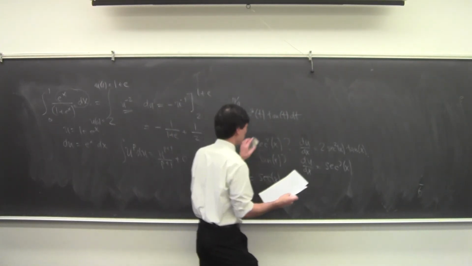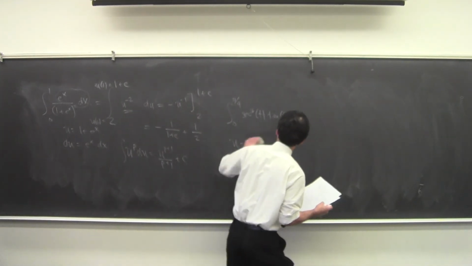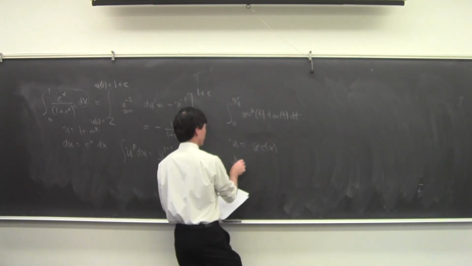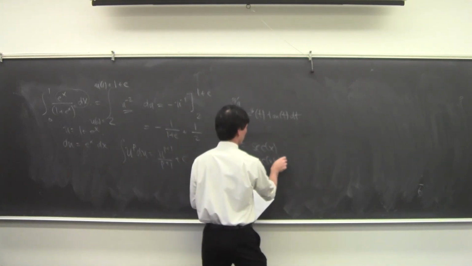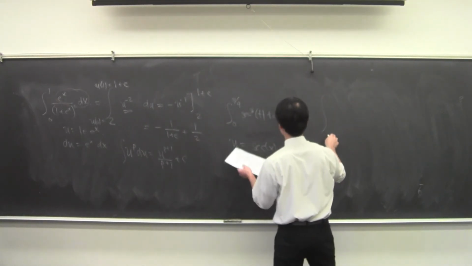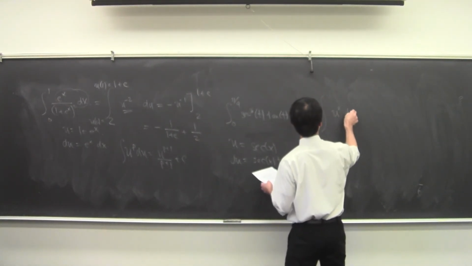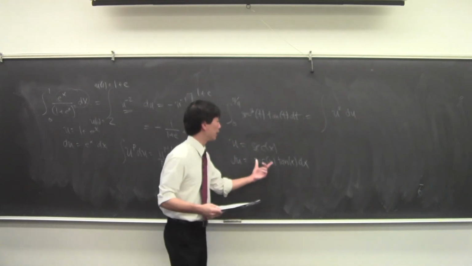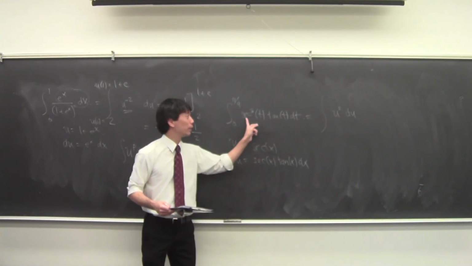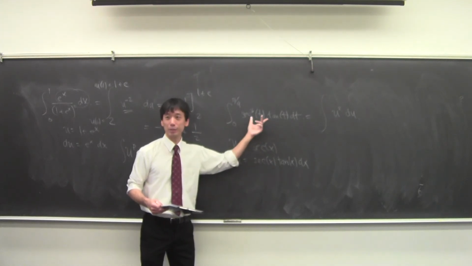Okay, so let's use secant. Then du is secant tangent, and this thing becomes u squared du. Secant squared times secant tangent, which gives us our secant cubed.